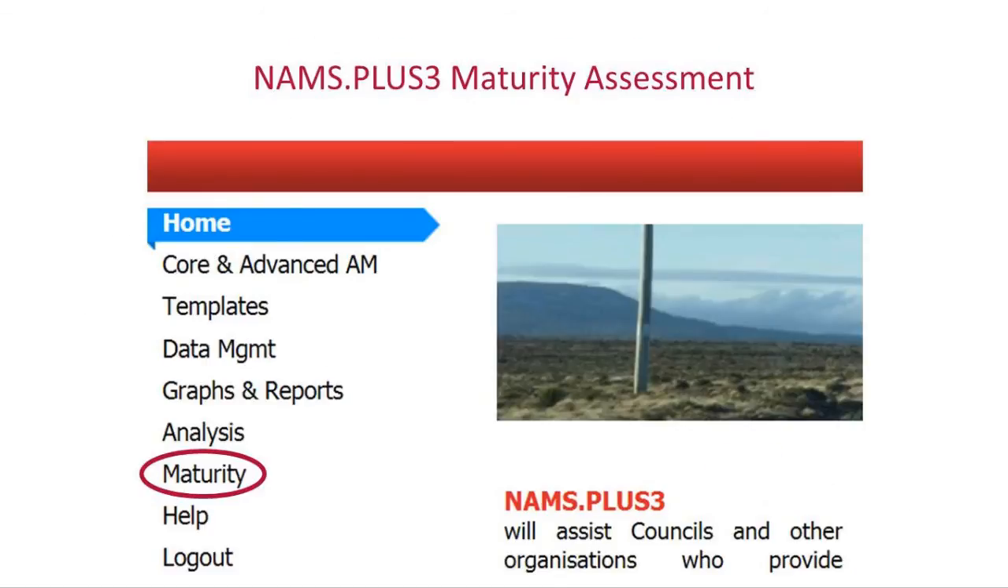Back on the home page, the Maturity tab gives you access to the Maturity Assessment function. NAMS.PLUS3 includes the Australian National Asset Management Assessment Framework, or NAF, which provides an assessment of maturity against the core and advanced asset management capabilities. A second maturity assessment on the requirements set out in the new International Asset Management Standard, ISO 55001, is under development and will be available in the near future.